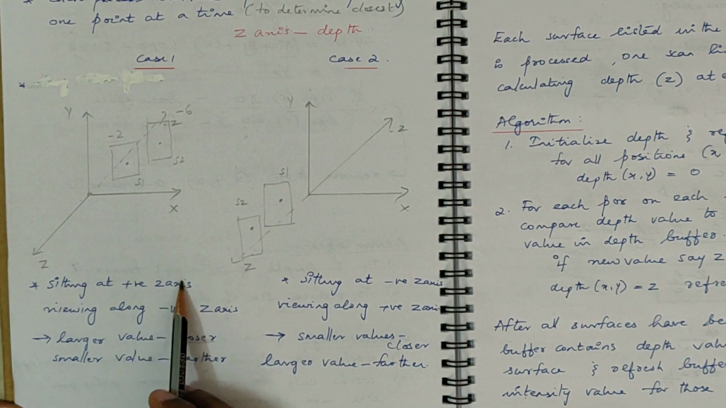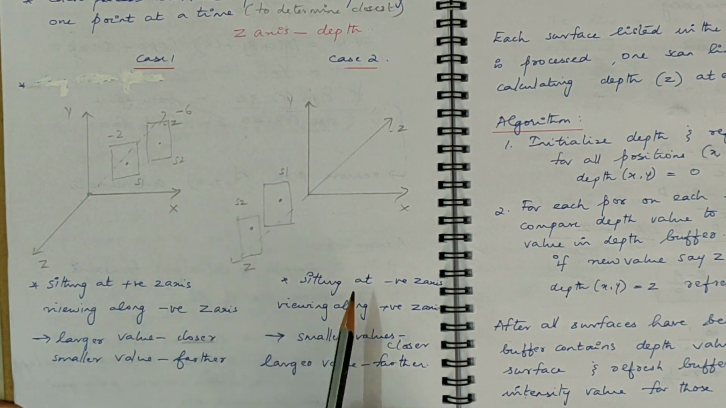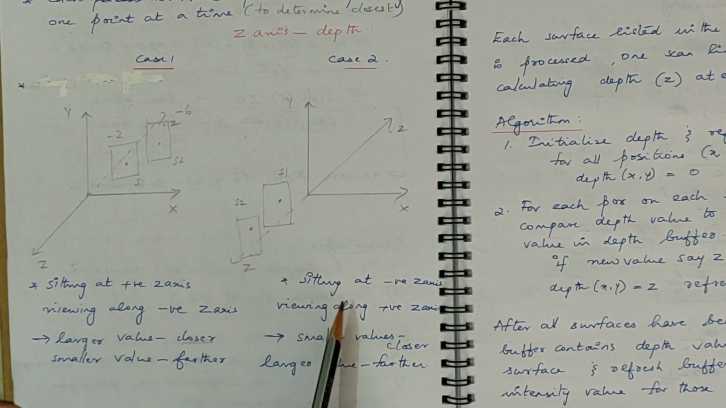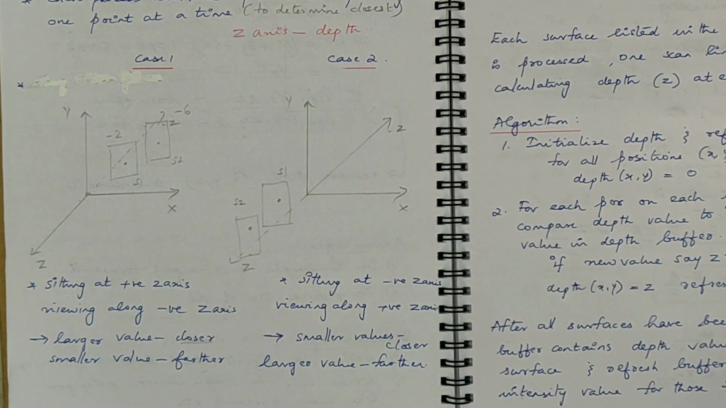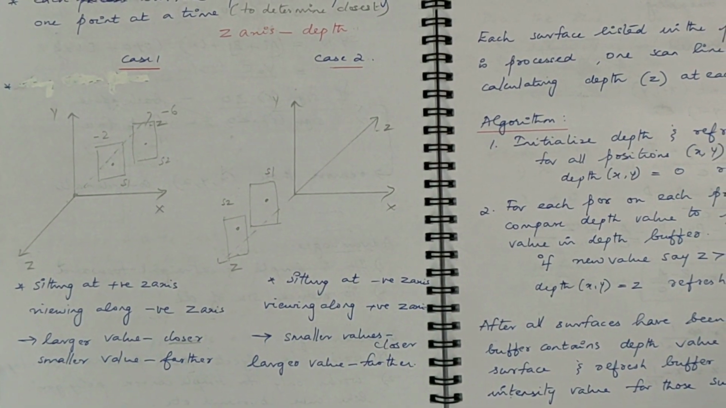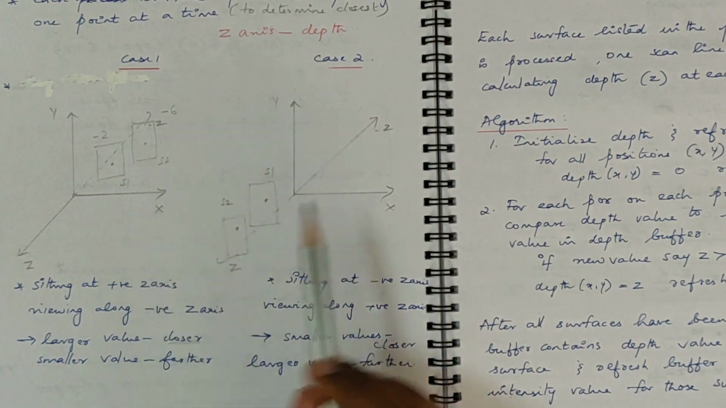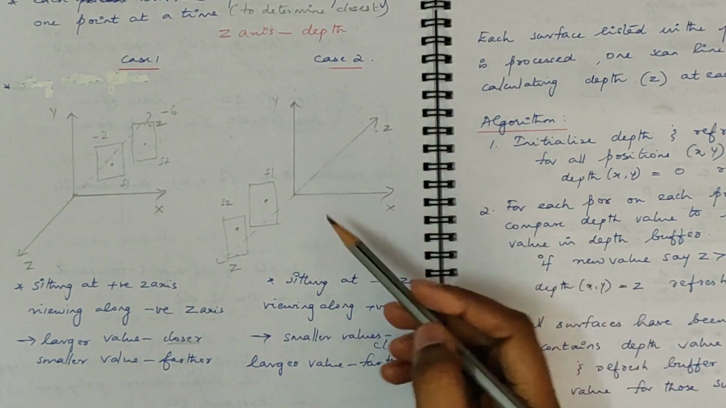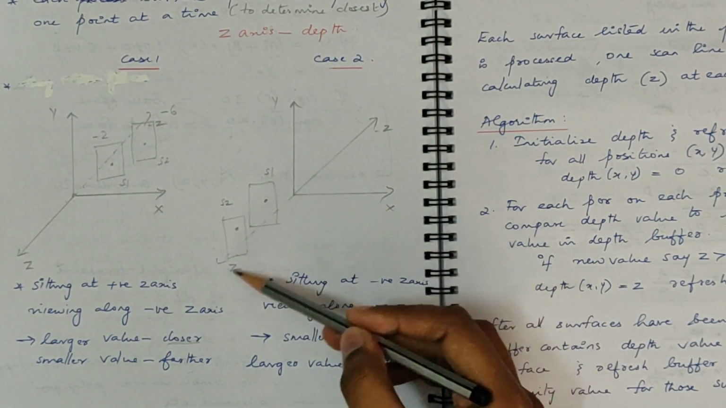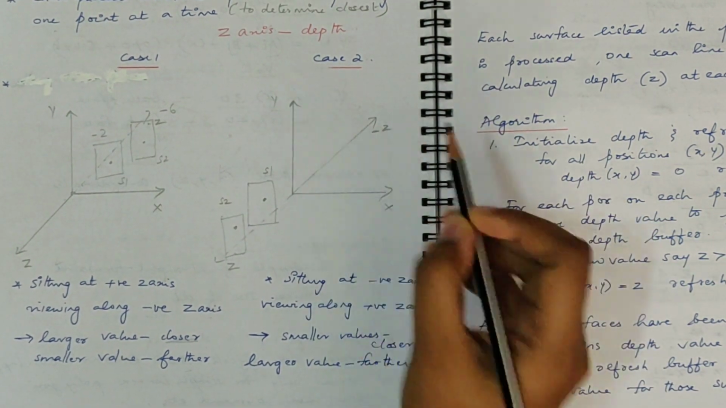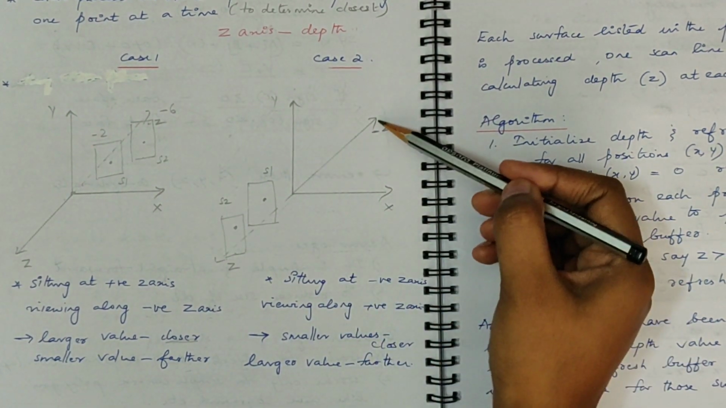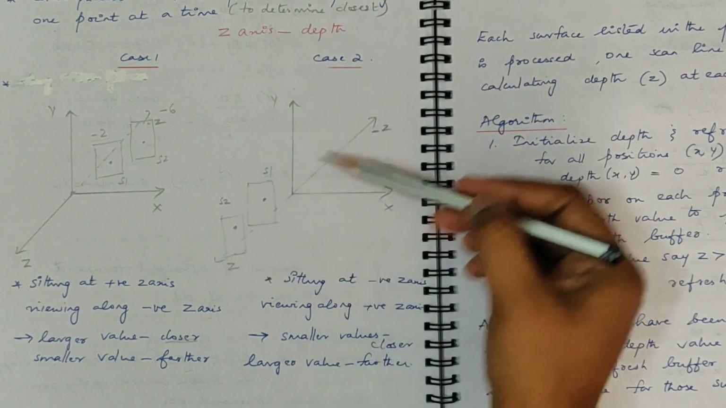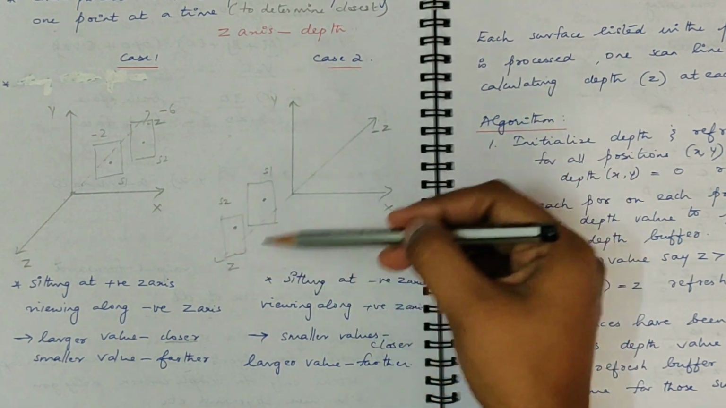Whether we are viewing along the positive z-axis or along the negative z-axis, depending upon that, you will determine which point is closer to you and which point is farther from you. Similarly, for this case, here you can see the positive z-axis and this is the negative z-axis. So you are sitting at the negative z-axis and you are viewing along the positive z-axis. That is, the objects are in the positive z-axis.